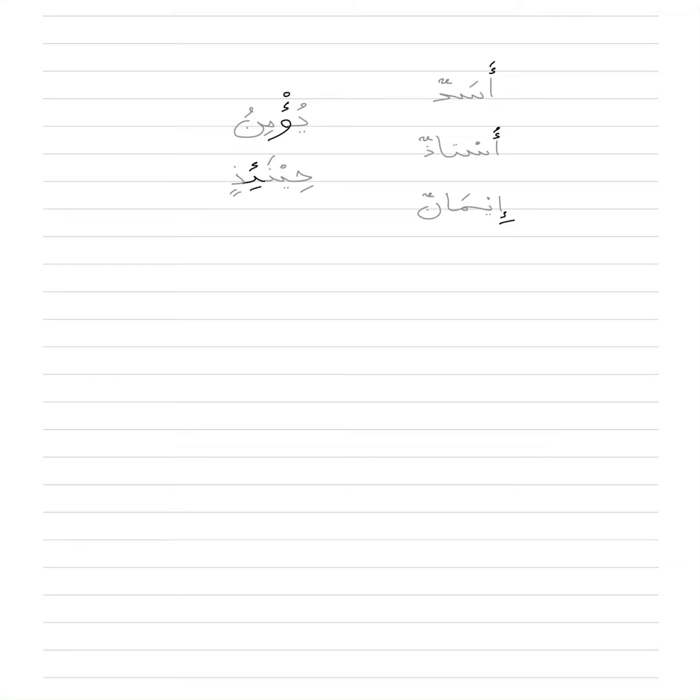When most words start with an alif, it's not actually the alif we're pronouncing, it's really the hamza. Yeah? So in this word, asadun, this a sound is coming from the hamza, not the alif. In ustadun, this u sound is coming from the hamza, not the alif. And in imanun, the e sound is coming from the hamza, not the alif.